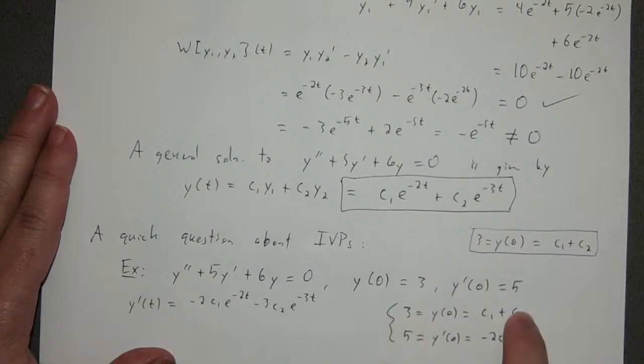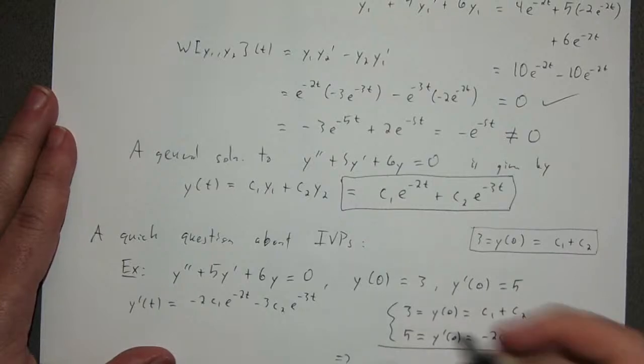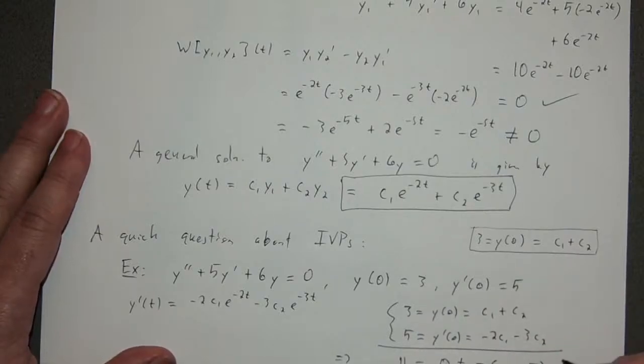I can multiply the first equation by 2 and add it to the second equation. That way my C1 cancels out. So if I do that, what do I get? 2 times first equation plus second equation. So this is 2 times 3 is 6 plus 5 is 11. So this leads me to 11 is equal to 2 C1 plus minus 2C2 is 0. Plus 2C2 minus 3C2 is minus C2. So minus C2 is 11, which means that C2 is minus 11.